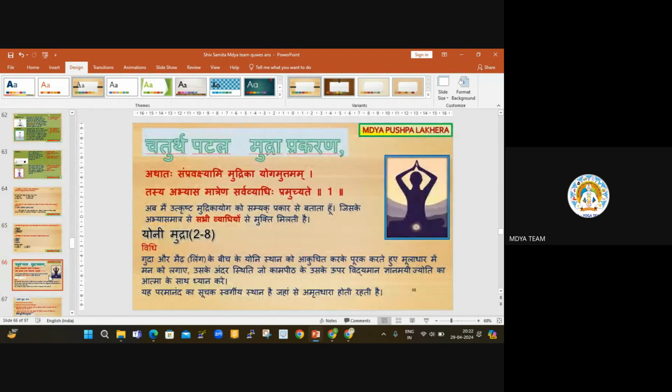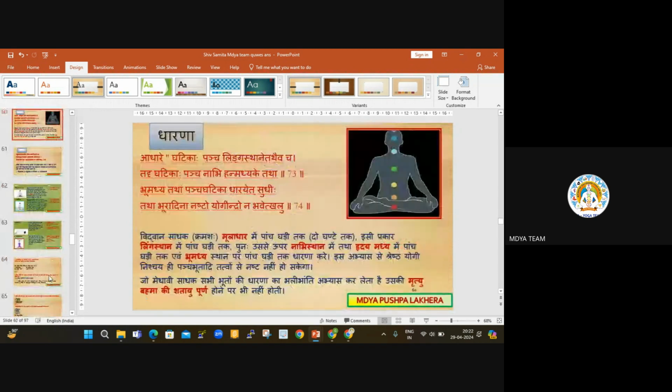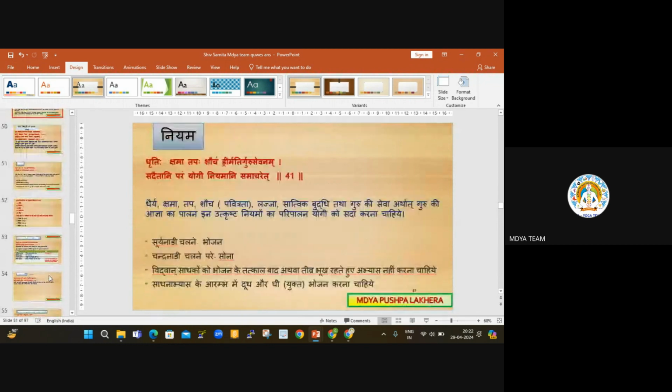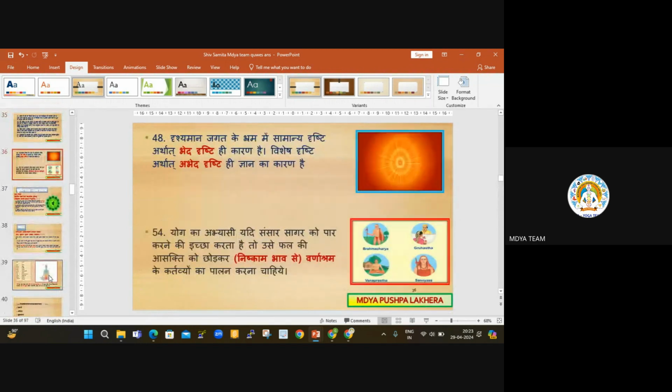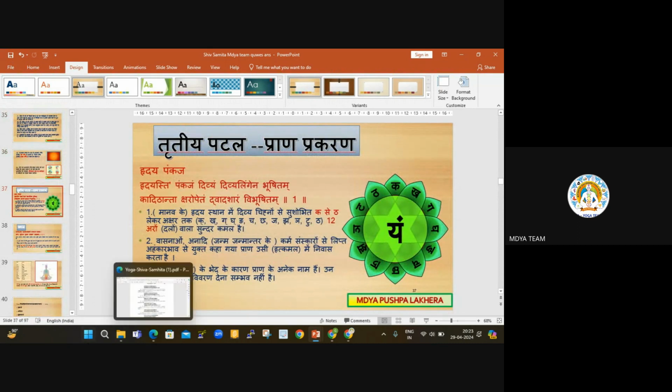These are the things under discussion in the third chapter. Let's start with the beginning. First, it gives a little bit of description about the heart region. What is stated there?